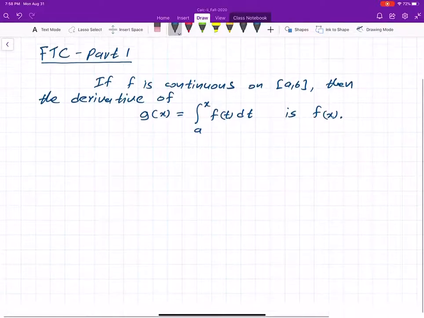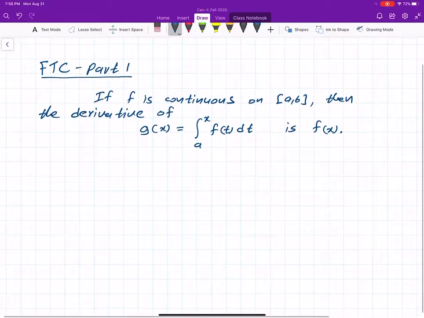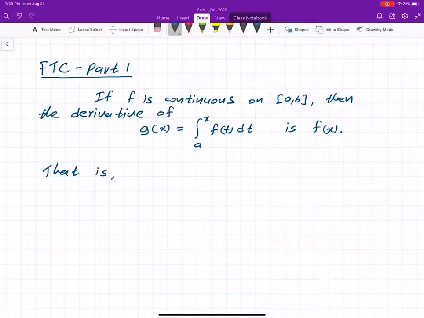This means here you have the function g(x), which is given as integration from a to x of f(t) dt. The derivative of g is f(x), that is g prime of x. I use g prime to denote the derivative of g, which is actually f(x).